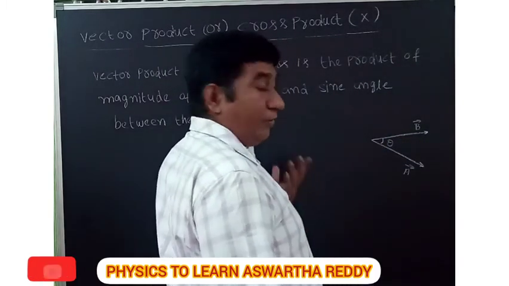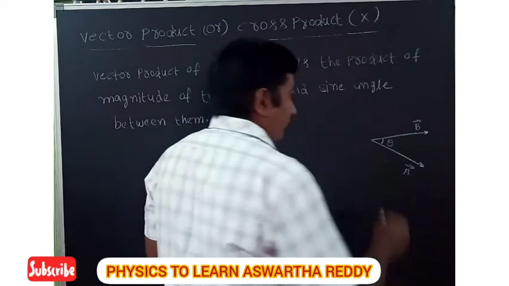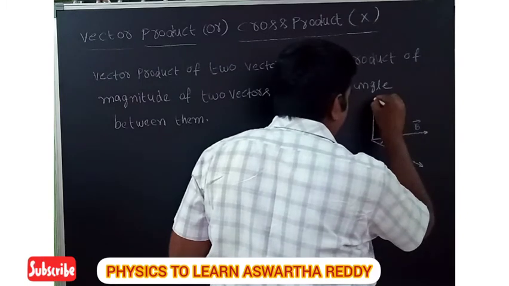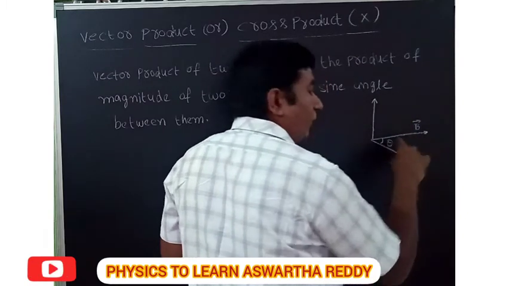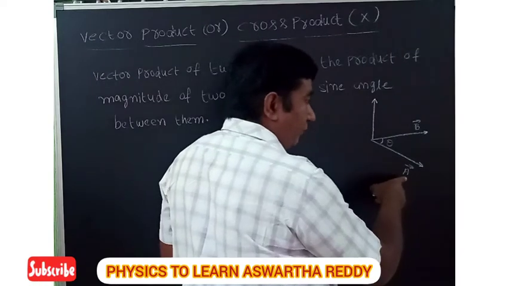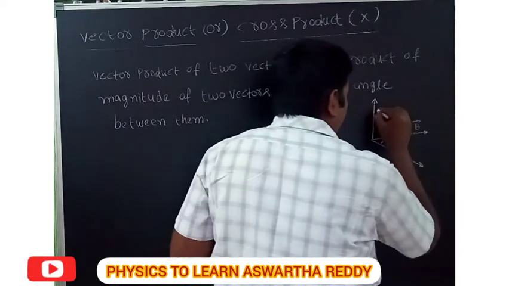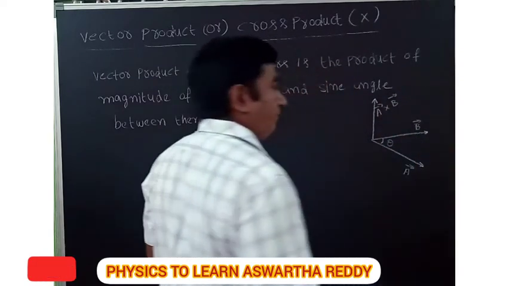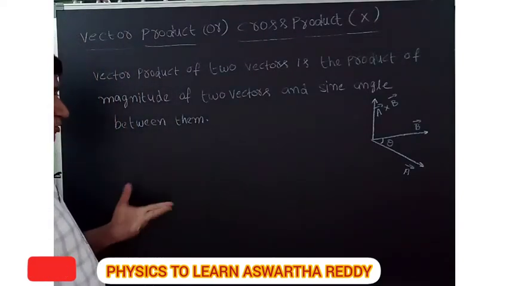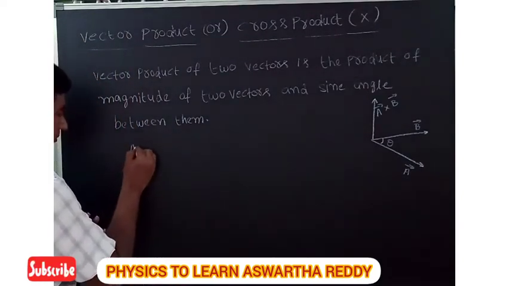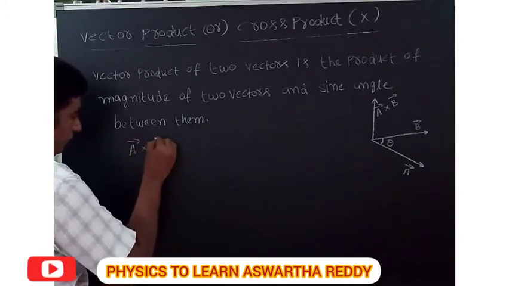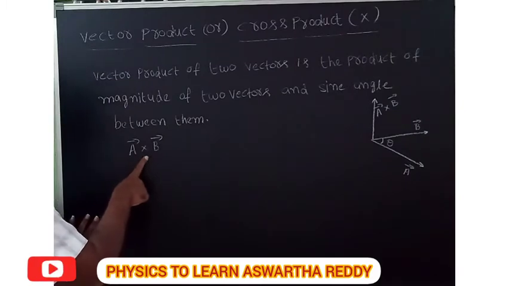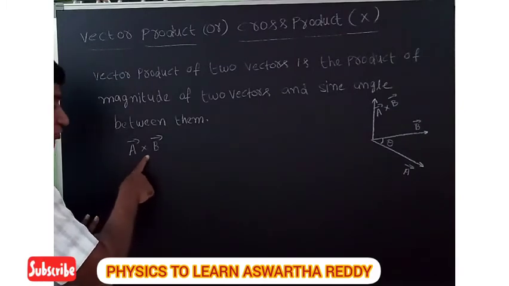Then what resultant vector are we going to get? The resultant vector is perpendicular to both the vectors. It is perpendicular to A vector, it is perpendicular to B vector. So I can take it as A vector cross B vector. This symbol we call cross, whereas in scalar product we used a dot.